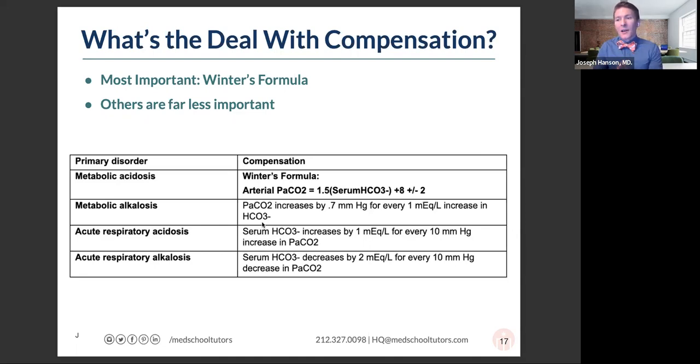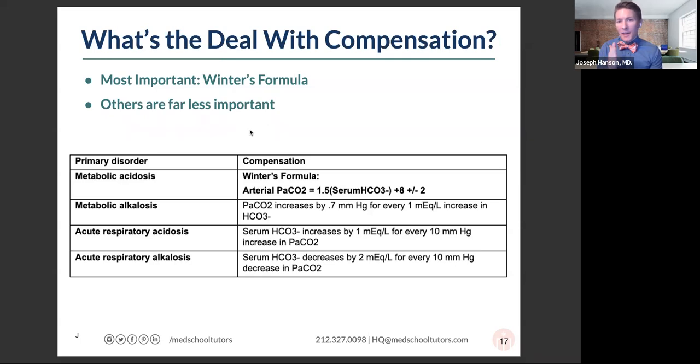For that reason, we have a very fancy formula to determine whether or not we have compensation for metabolic acidosis, which is Winter's formula. And what that is telling us is what should the CO2 be if we have acidosis. And if we fail to hit that mark, if our CO2 doesn't become that number, then that means that we have failed to compensate. And that formula is 1.5 times bicarb plus 8.